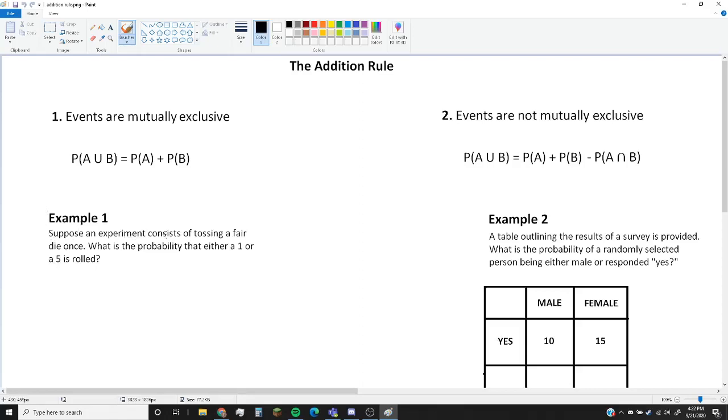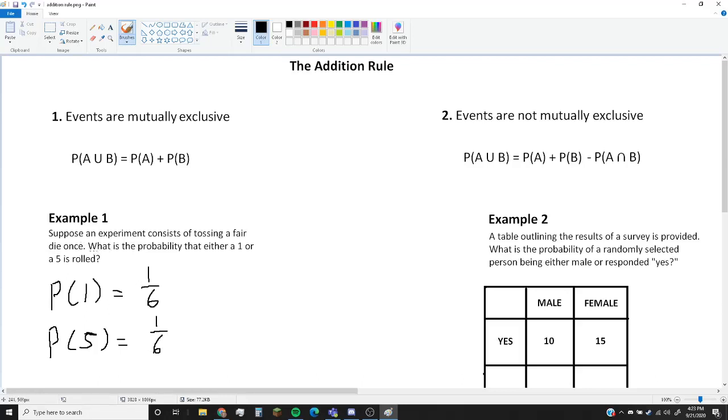So suppose an experiment consists of tossing a fair die once. What is the probability that either a 1 or a 5 is rolled? The first thing we want to do with this problem is figure out what the probability of rolling a 1 is and what the probability of rolling a 5 is. So first, the probability of rolling a 1, because it's a fair die and there's only one 1 on the die, we've got 1 in 6 as the probability there. And similarly for 5, there's only one 5 on the die and there's 6 sides, so the probability is 1/6.